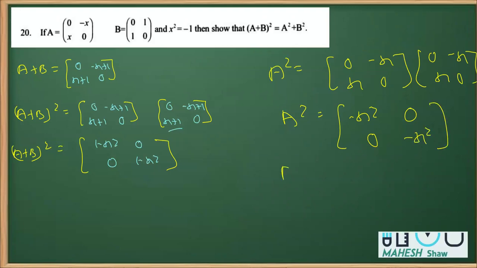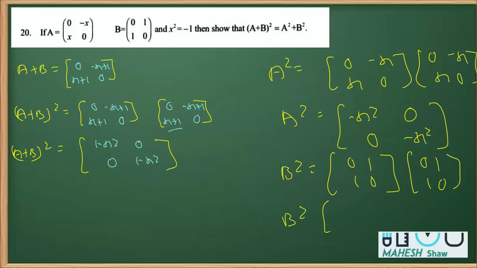Then second row multiplied by the second column is minus x square. Now, once we obtain A square, let's obtain B square. B square is the same way, that is B multiplied by B. B is 0, 1, 1, 0, multiplied by 0, 1, 1, 0. So what will we get B square as? First row multiplied by the first column: this multiplied by this is 0 and 1 into 1 is 1. First row multiplied by the second column is 0. Second row multiplied by the first column is 0 and 0, that is 0 again. Second row multiplied by the second column is 1.